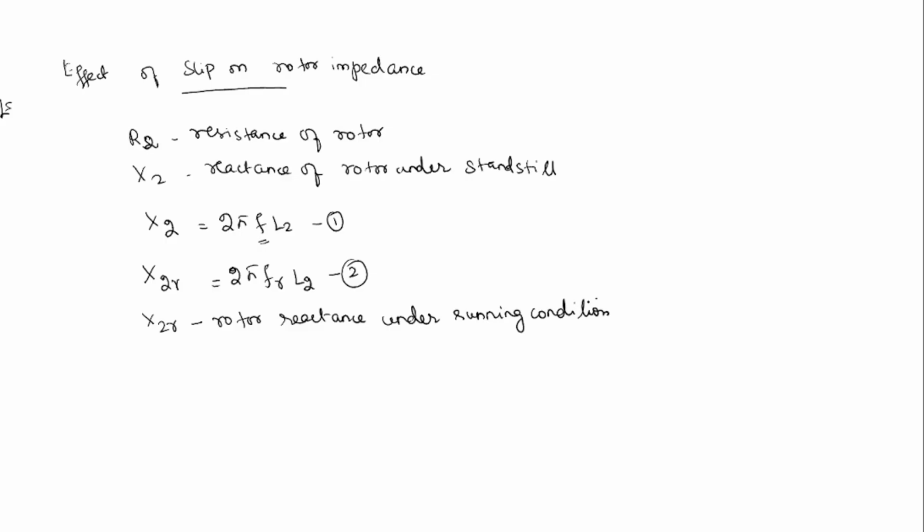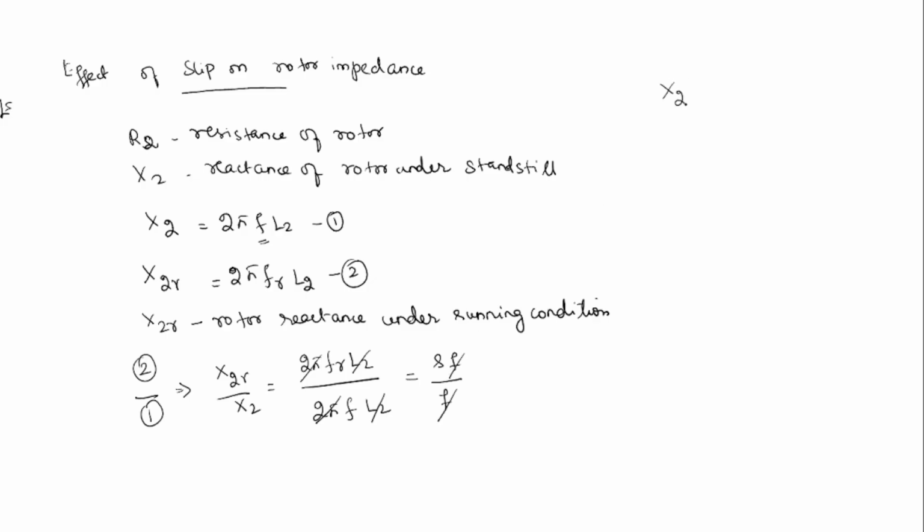When the rotor starts rotating, due to the effect of the slip, the frequency changes. As a result, the reactance also changes. If we divide these two equations, X2R by X2 will be equal to 2 pi Fr into L2 divided by 2 pi F into L2. So 2 pi L2 will get cancelled. Fr can be written as S times F, so F and F will get cancelled. Again X2R can be written as S into X2. This is the reactance of the rotor under running condition.